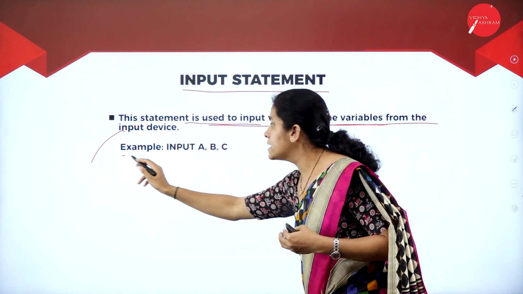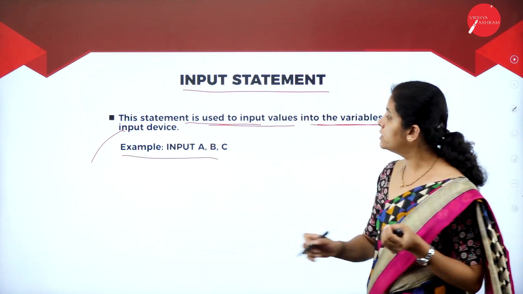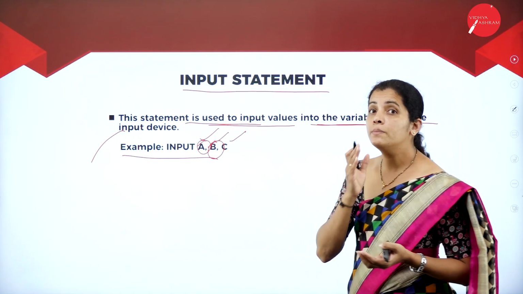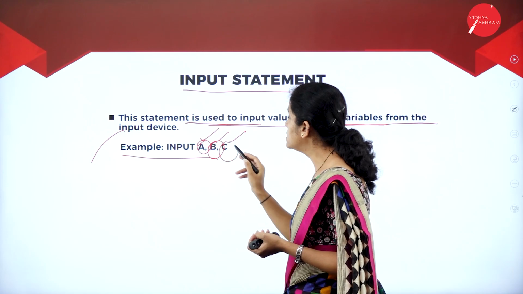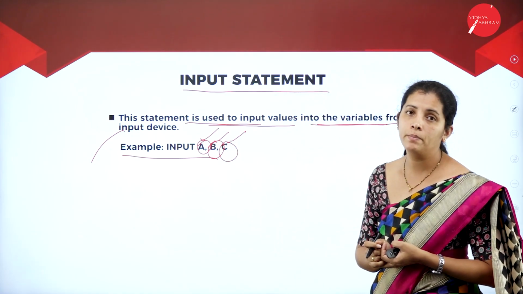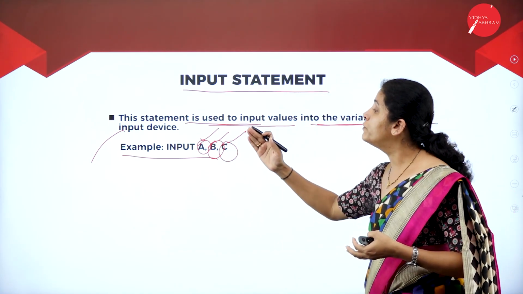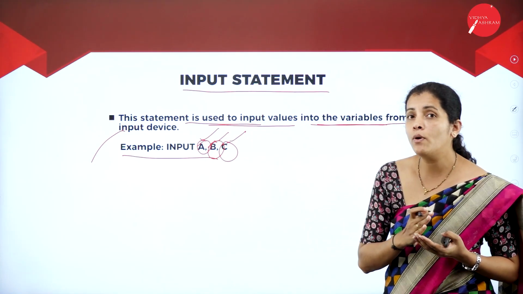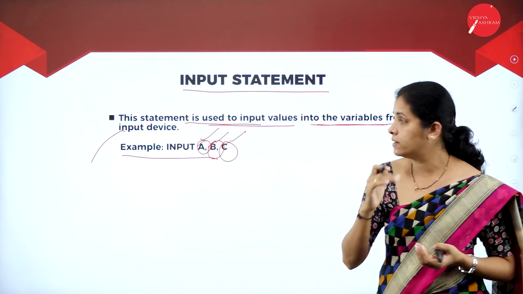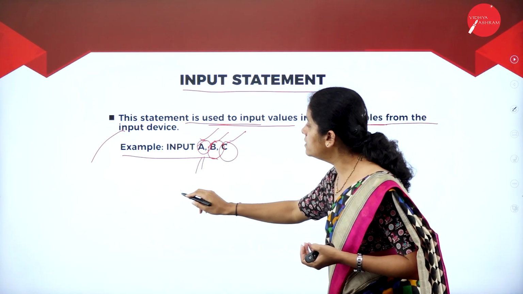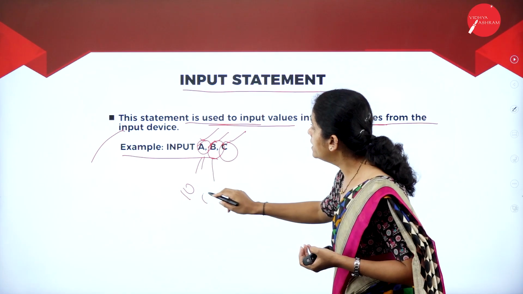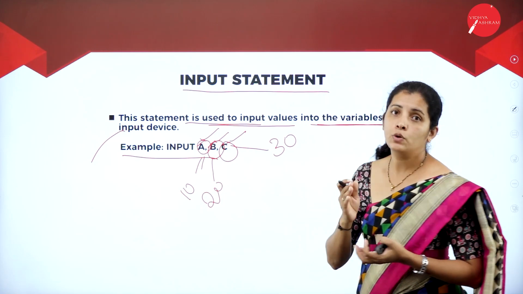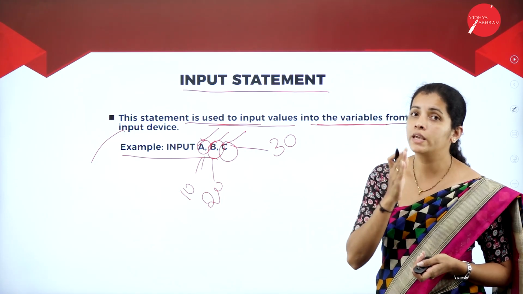And the best example here is input A, B, C. Here A is a variable name, B is a variable name, and C is also a variable name. And how am I going to feed the data? With the help of the keyboard, I'm going to enter 10 for A, 20 for B, and 30 for C. How can I enter it? With the help of the keyboard.